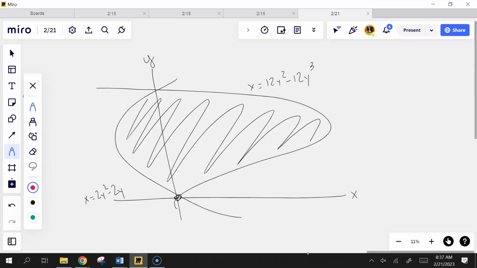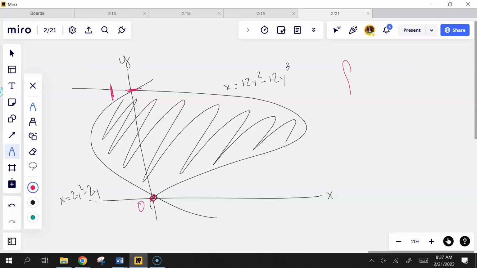How do you know what points? Oh, because I didn't write it on there. This is 1. Sorry. It gives you that. Yeah, this is 1. This is 0. Which one first? The right one.